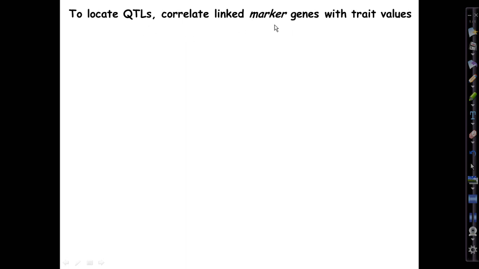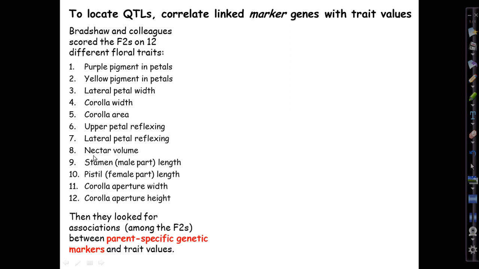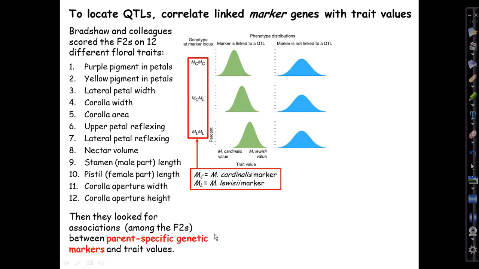You correlate linked marker genes with trait values. So what they did on the F2s was score 12 different floral traits. Here's a list of them. It includes the flower morphology traits. It includes nectar volume, which is a reward for the pollinators. And it includes these dimensions that affect how efficiently the pollinators actually can pollinate. And then they looked for associations among the F2s between parent-specific genetic markers and the trait values.